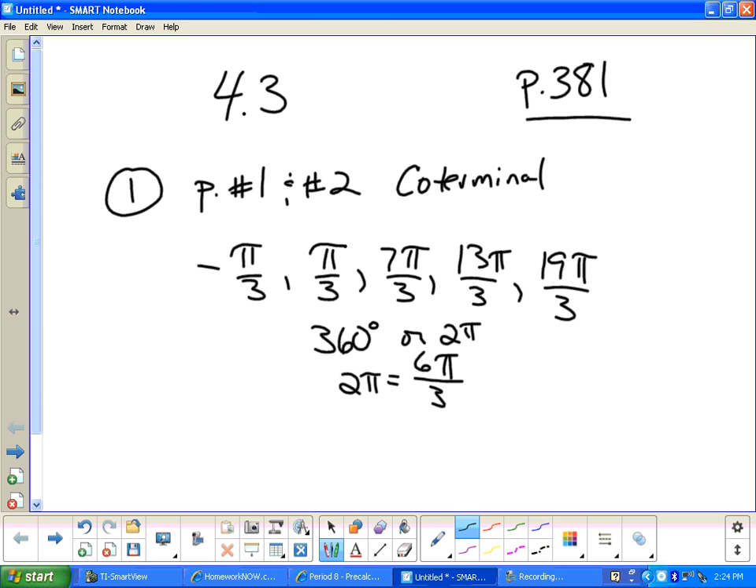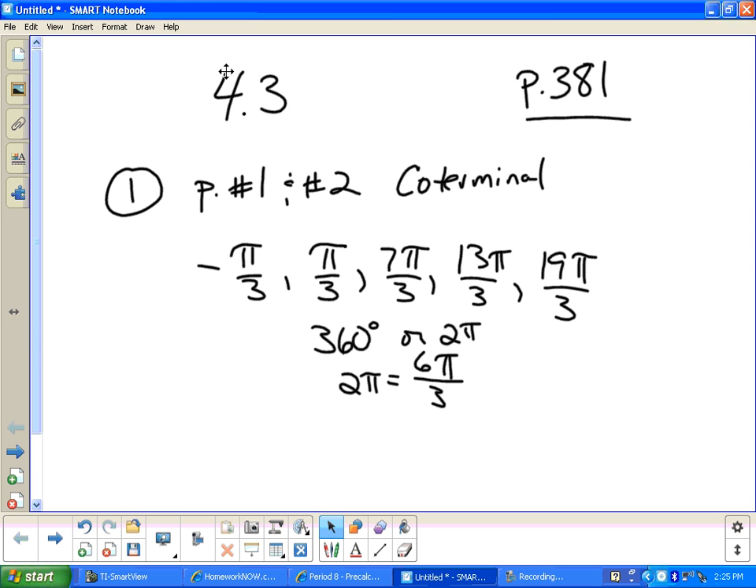And okay, so go through and identify. I'll give you guys a chance in class to look at it. Which angle is not coterminal with the others, because it's not. There's not a difference of 6 pi over 3.